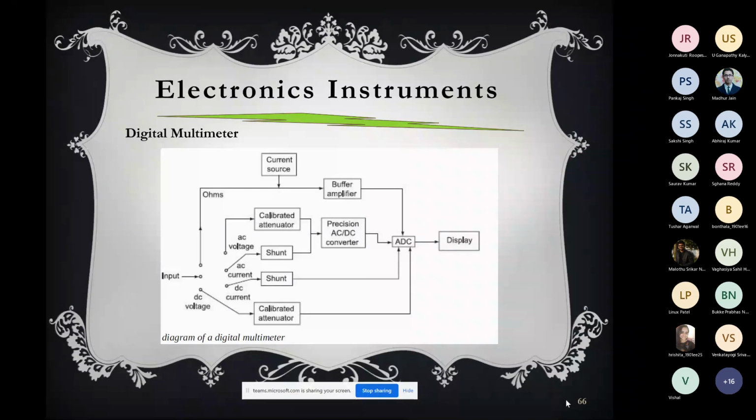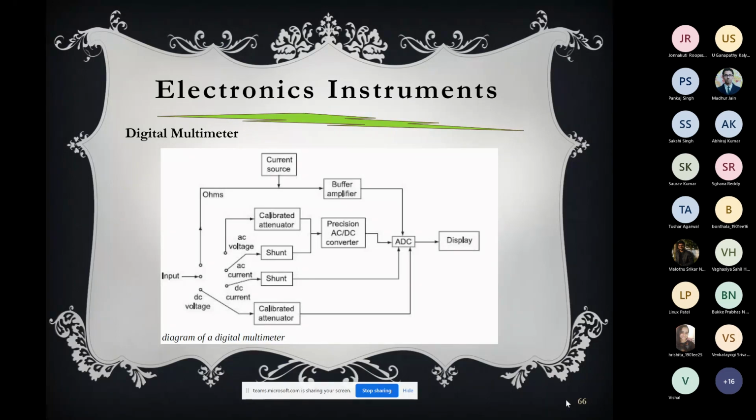For the AC part, you will see that a precision AC to DC converter is there. So for AC, there is an AC to DC converter. Once it is converted to DC, then again it goes to the analog to digital converter, and from there you can calculate the peak voltage or RMS, whatever, and you can display it.